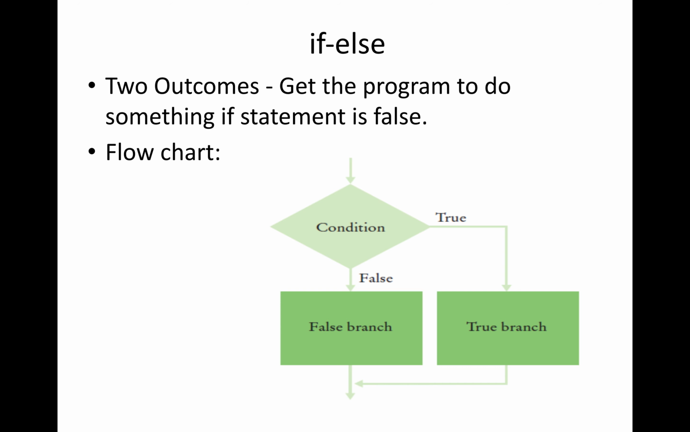It has two outcomes. Get the program to do something if the statement is false. So this is the flowchart. If the condition is true, it prints the true branch. If it's false, it takes the false branch.